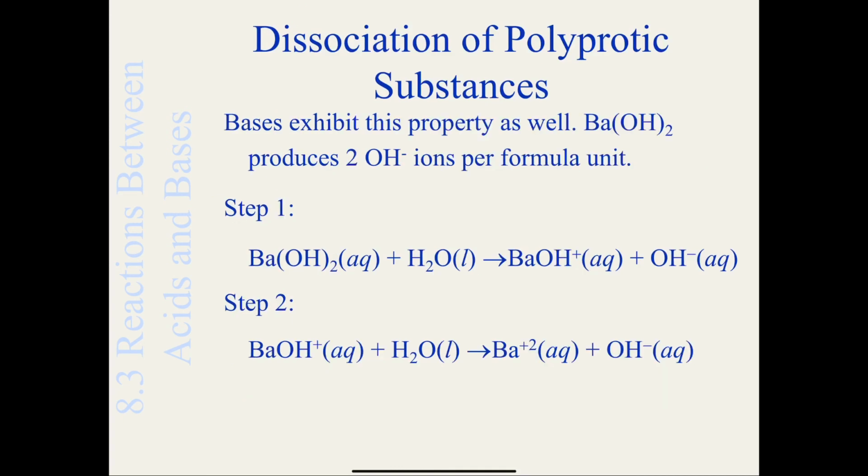Now earlier on we saw that sodium hydroxide, NaOH, produces 1 hydroxide ion per formula unit. But barium hydroxide, the formula shown here, produces 2 hydroxide ions per formula unit. This also is a 2-step process. In the first step, the barium hydroxide will dissociate to lose the first equivalent of hydroxide, and in step 2, the remaining cation will dissociate to produce the second equivalent of hydroxide. The net result is that barium hydroxide will produce 2 hydroxide ions per formula unit.